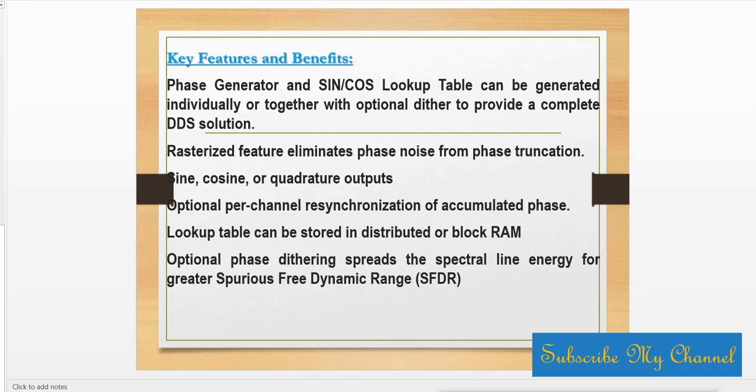The second point, which is the rasterized feature, the most important feature of the DDS compiler, eliminates phase noise from the phase truncation. It offers sine, cosine or quadrature outputs, and optional per channel resynchronization of accumulated phase. The lookup table can be stored in distributed or block RAM. Optional phase dithering spreads the spectral line energy for greater spurious free dynamic range, which is SFDR.